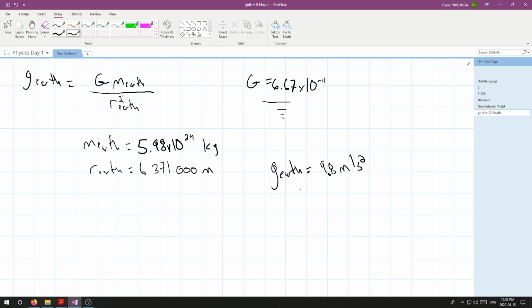All right, so anything that is at a distance of the radius of the Earth, so basically anything on the surface, will experience an acceleration from the Earth just because of gravity, because of its mass.